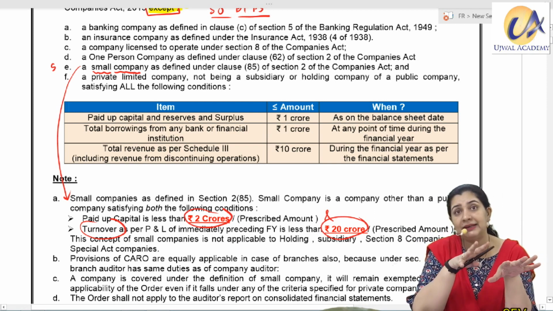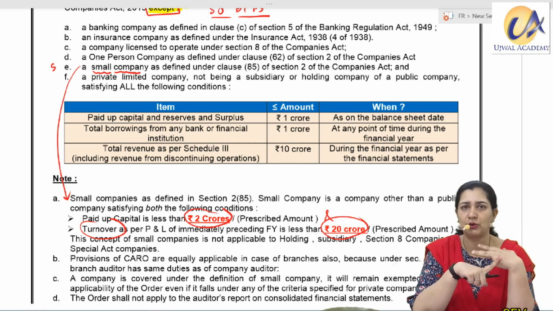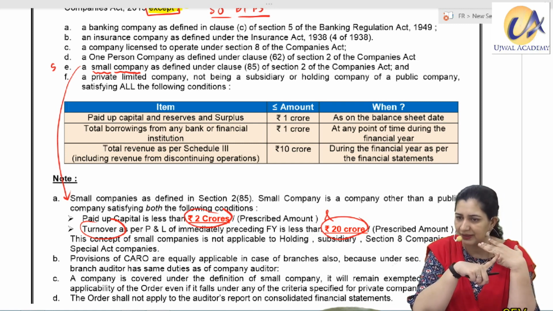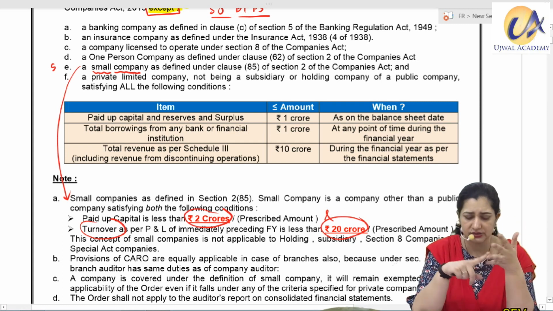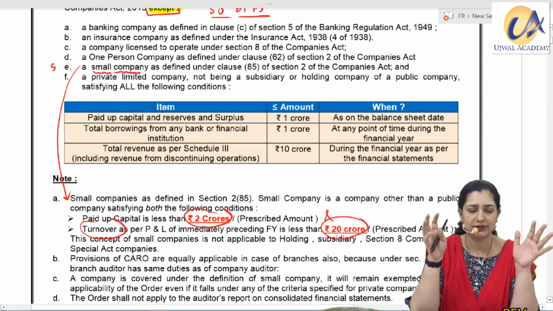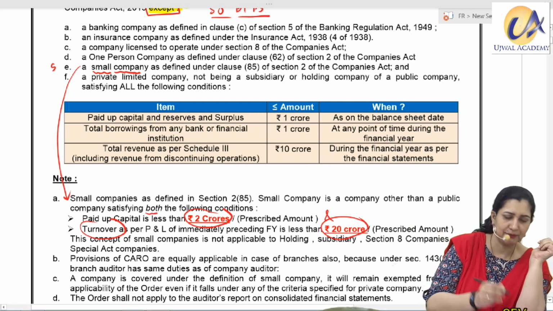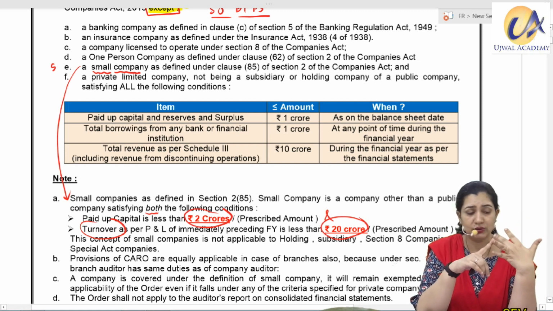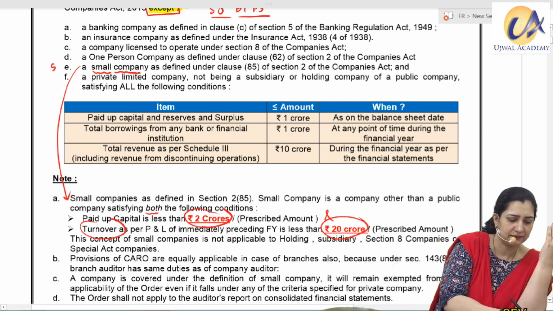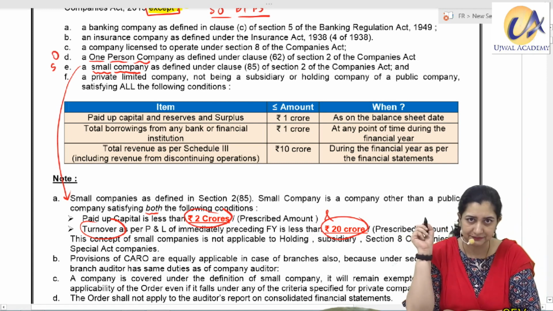Remember, these are the amended limits which have been put. So Karo doesn't apply to small companies which are having paid up capital less than 2 crores and turnover in the last year less than 20 crores. Then Karo is not applicable. Okay. Small companies, like I said, satisfying both the conditions. This is S. Then O. O stands for OPC, One Person Company. Karo doesn't apply to OPC.